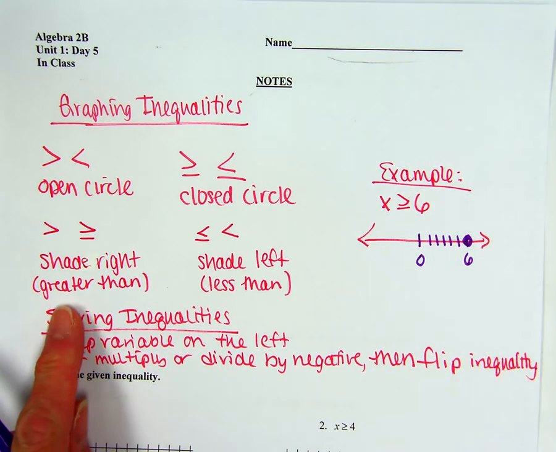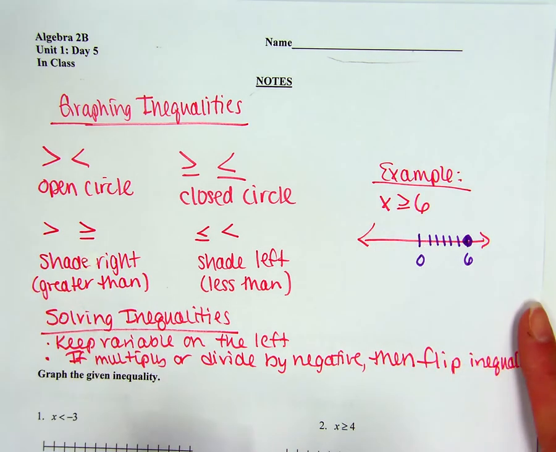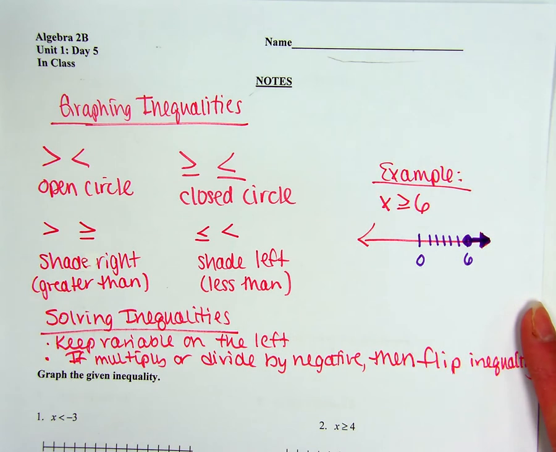And then I need to decide if I'm going to shade to the right or shade to the left. So since it's greater than, I'm going to shade to the right. So shade to the right, and then make sure you color in the arrow.